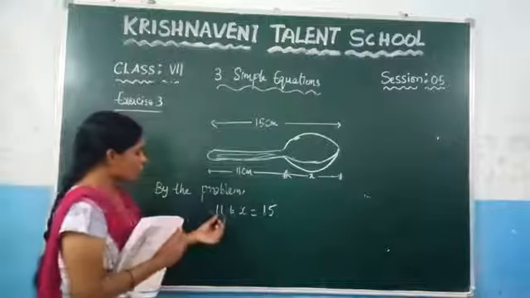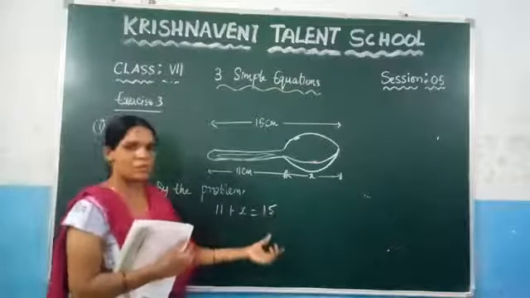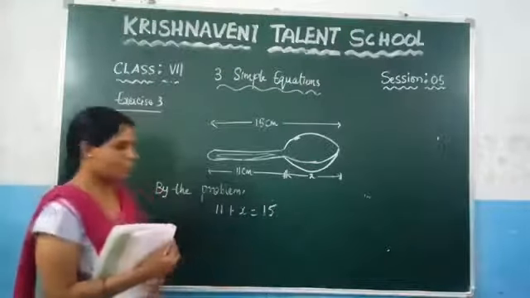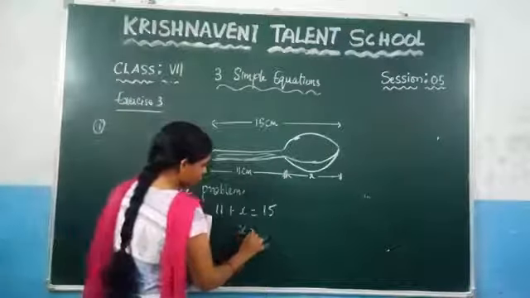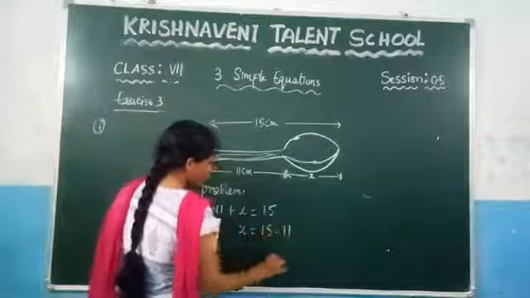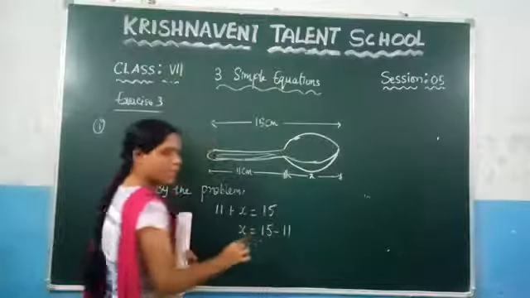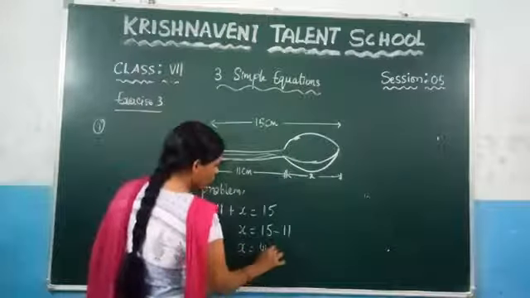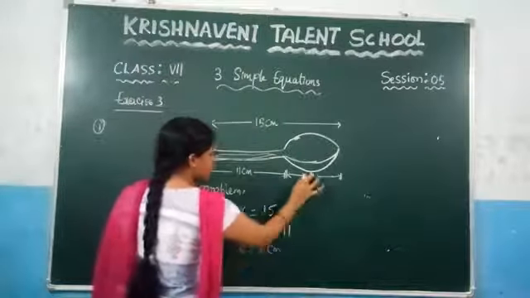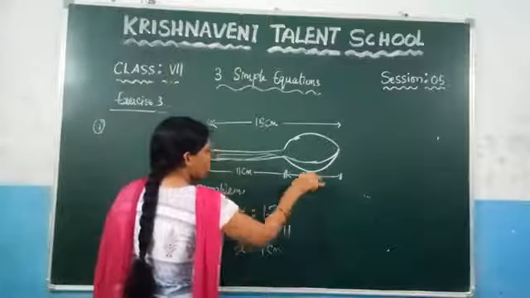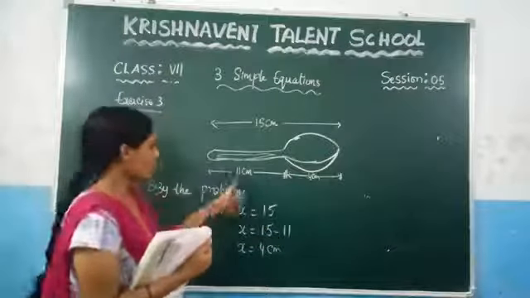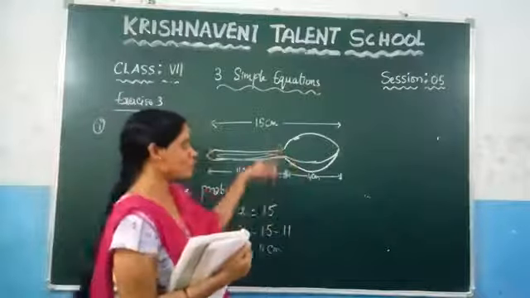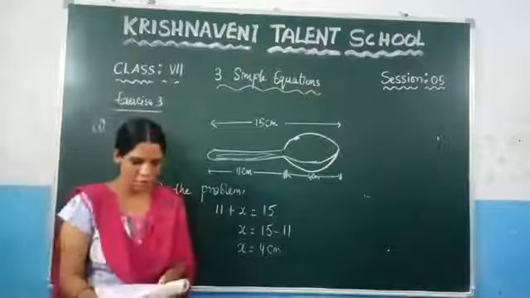So if you move plus 11 to this side, what will it become? It will become minus. So x is equal to 15 minus 11. What is the value of 15 minus 11? It gives you 4 centimeters. So this length is nothing but 4 centimeters, right? Clearly you can observe that 11 plus 4 gives you 15. So like this you need to solve the question.